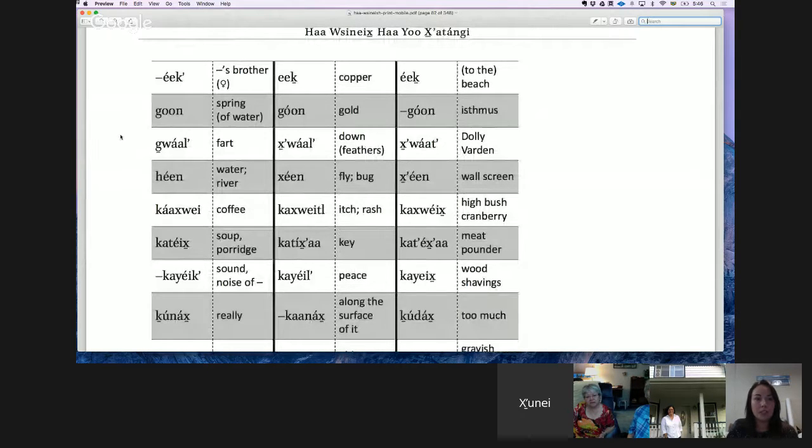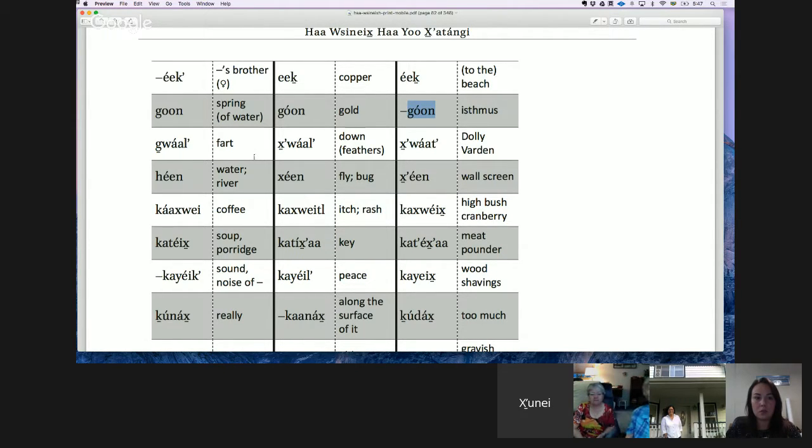Eek. Eek. So this is a directional term. We're going to talk about these today. This is towards the beach. Goon. Goon. So these two are identical, but one of them would have some sort of, like you would say, a goon on goon. So the name for Angoon contains this word, which means a point, an isthmus is what they call it. It's a longer point of land that you can cross over.